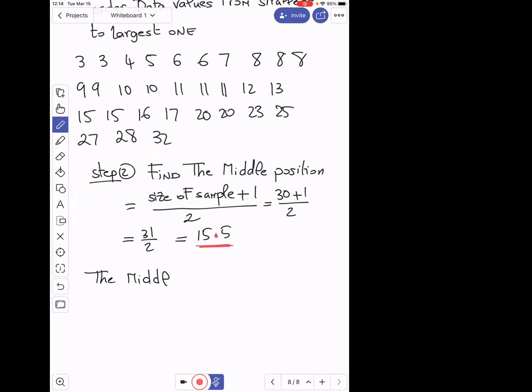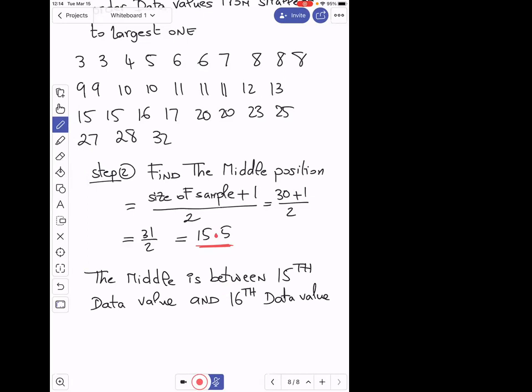So the middle position is between, because of the 0.5, it's between the 15th data value and the 16th data value.